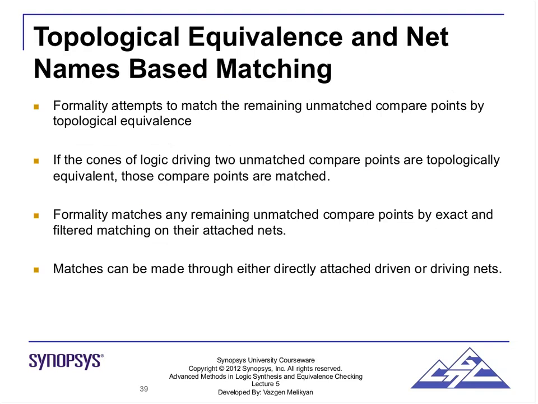now it will start comparing, it will know that these two compare points might be masked, there is some suspicion. So it will start comparing the logic cones, and if the logic cones are topologically equivalent, that means they have similar structure, it will match them. Again, matches can also be made to either directly attached. So if the net name is same across the implementation and reference, and it sees a compare point driven by a particular net with the same name, it will try to match.